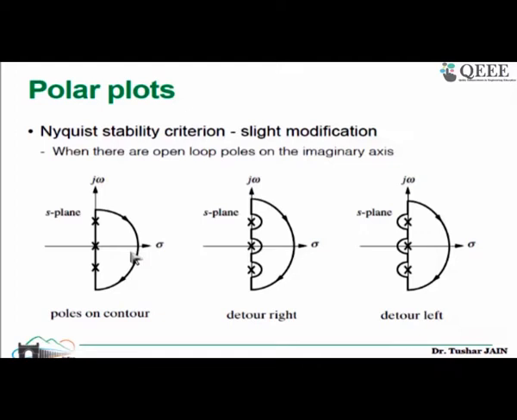There are also some slight modifications when there are open loop poles on the imaginary axis, like this one. How would you encounter them? You either detour to the right, because you need to see the behavior of these poles either within the contour or outside the contour. Generally we consider this one, because the idea is that we consider only the right half plane. If I consider this other contour, it covers some portion of the left hand side. So generally we consider this region, which excludes the poles located purely on the imaginary axis, and then we analyze the stability in a similar fashion using the same theorem.